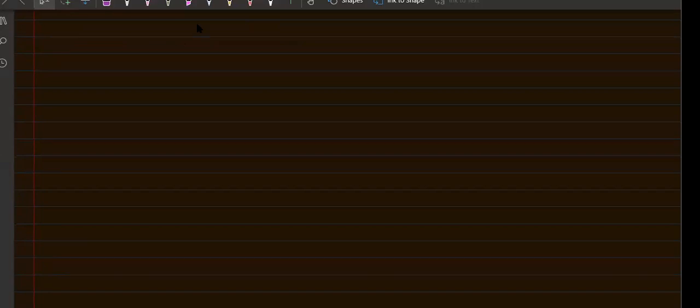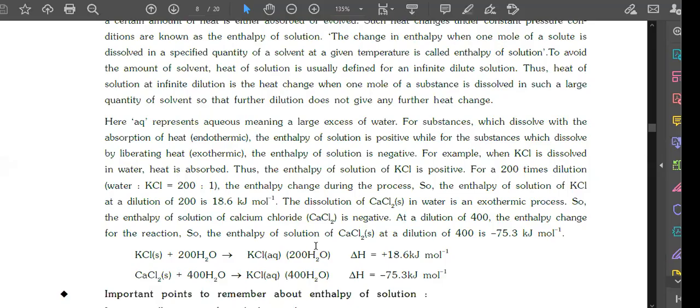What is the meaning of enthalpy of solution? Anyone? Can anyone tell me? When 1 mole of any substance is dissolved in solvent, the amount of energy required or released is called the enthalpy of solution. Yes, hydration energy, you remember? At least you remember hydration energy, right? So it is the same now.